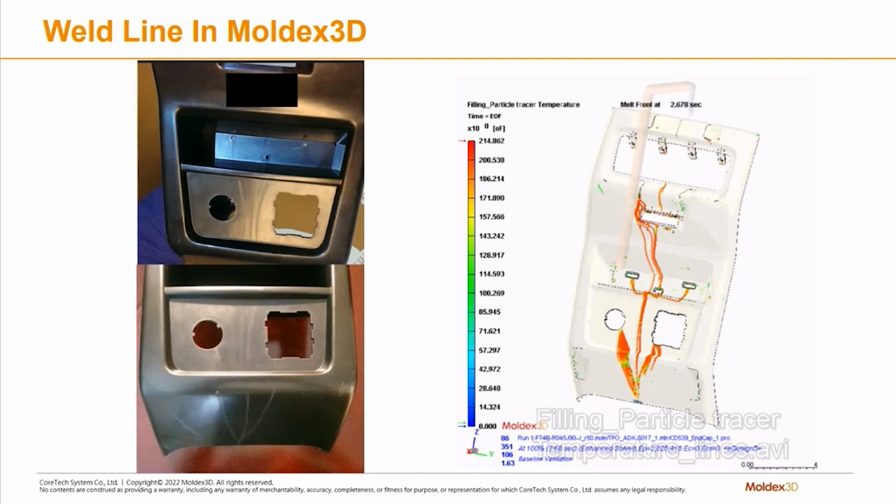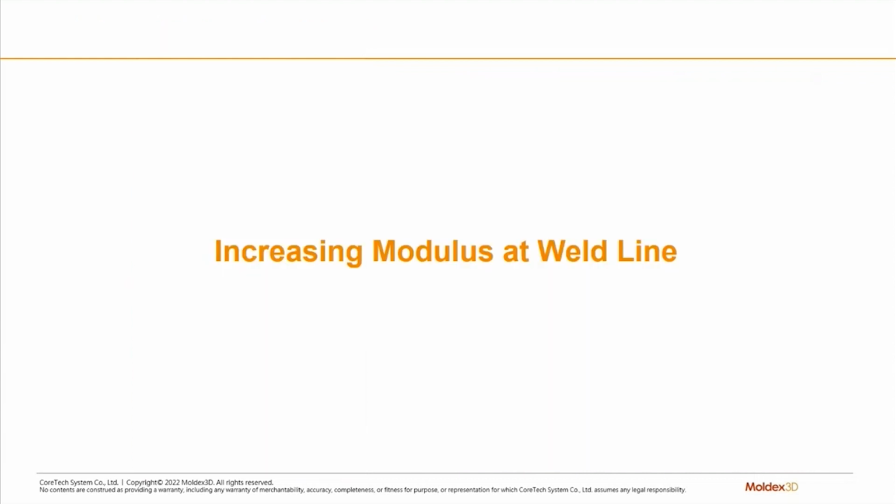So here is an example, and you can see this is an automotive part. There is a comparison between the actual part versus simulation. And what we're going to cover today is that not only can you look at the weld line location, but also take a deep dive into the physics behind what's going on inside the weld lines by simulation.